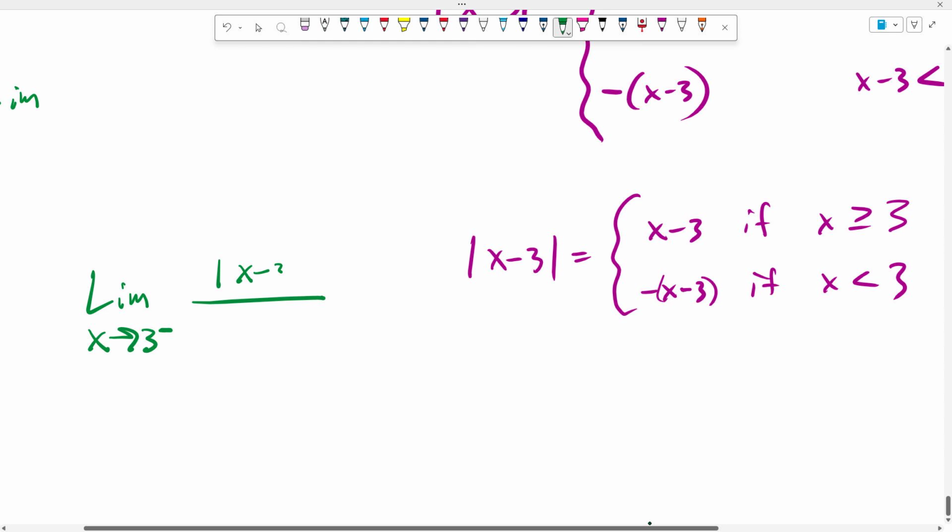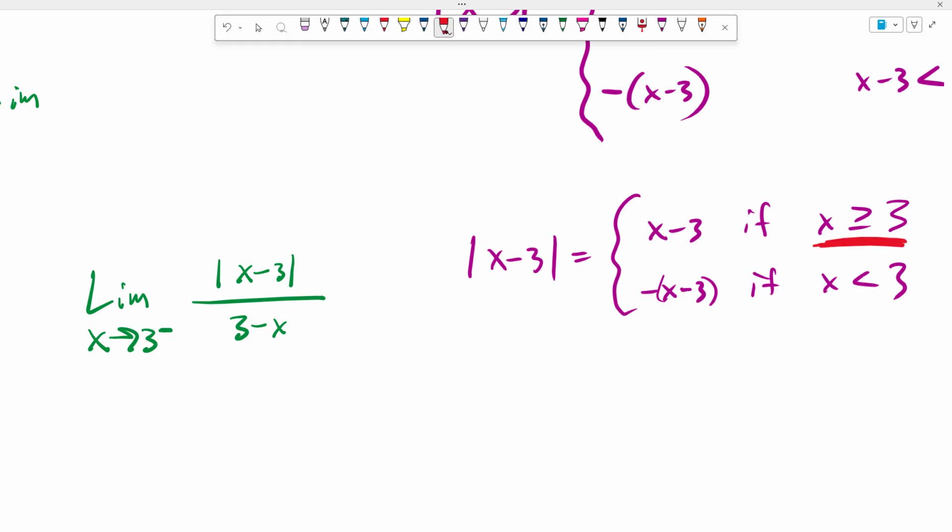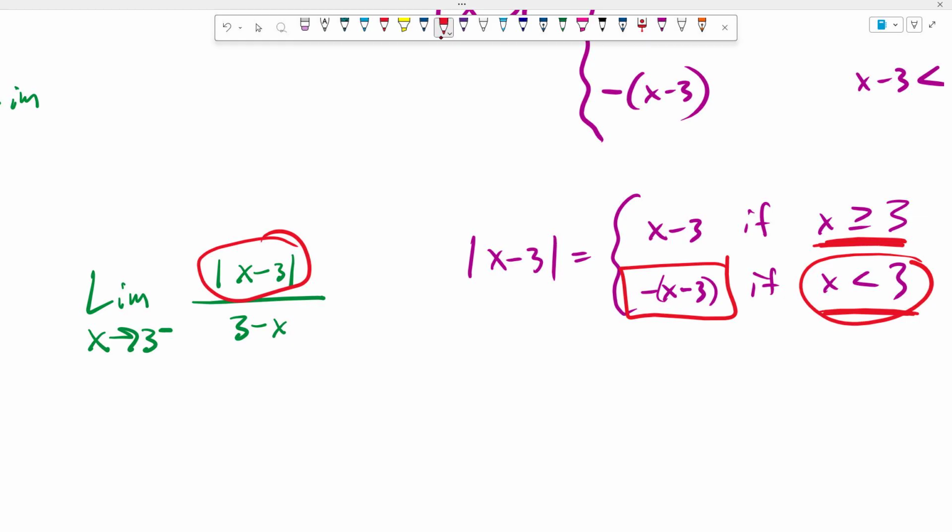Okay, so since we're going from the left, are we always greater than or equal to 3 or less than 3? Less than 3. So I'm going to substitute this for this right here. So this is the limit as x approaches 3 from the left of negative x minus 3 over 3 minus x.